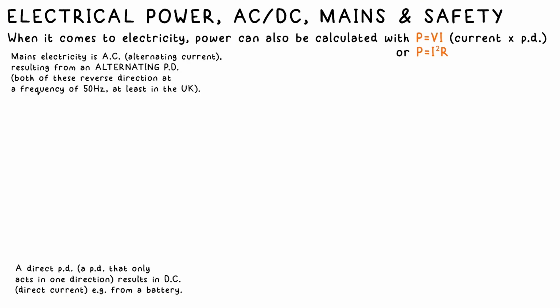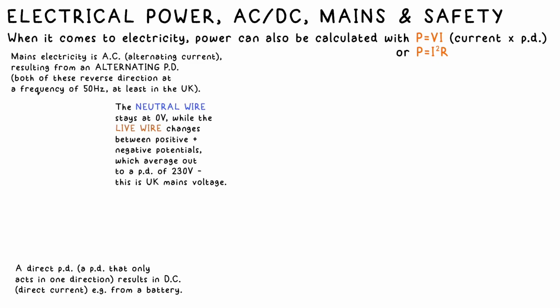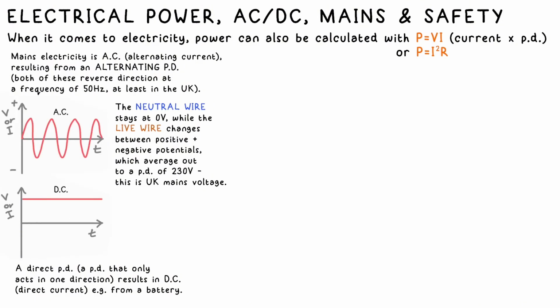Mains electricity that comes out of your socket is AC, alternating current, resulting from an alternating PD. In the circuits in your home, the neutral wire stays at a potential of 0 volts, while the live wire's potential varies, but it averages out to an equivalent of 230 volts. So we say this is mains voltage or mains PD. This alternating PD causes current to go back and forth at a frequency of 50 Hz, 50 times a second. If you hooked up a battery and mains electricity to an oscilloscope, we'd see these two traces to see how the PD changes over time, or doesn't change in the case of DC.